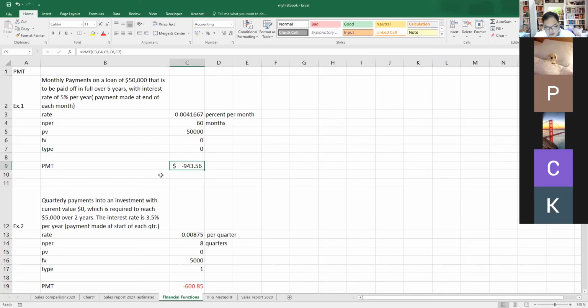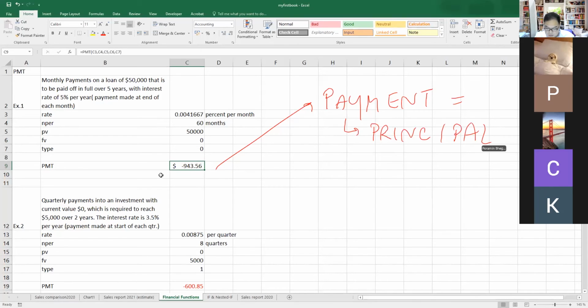Okay, when we talk about the payment that you pay, the thing that you have to know is that payment always comes from two amounts of money. The first amount is principal. The other part of the payment is what we call interest.